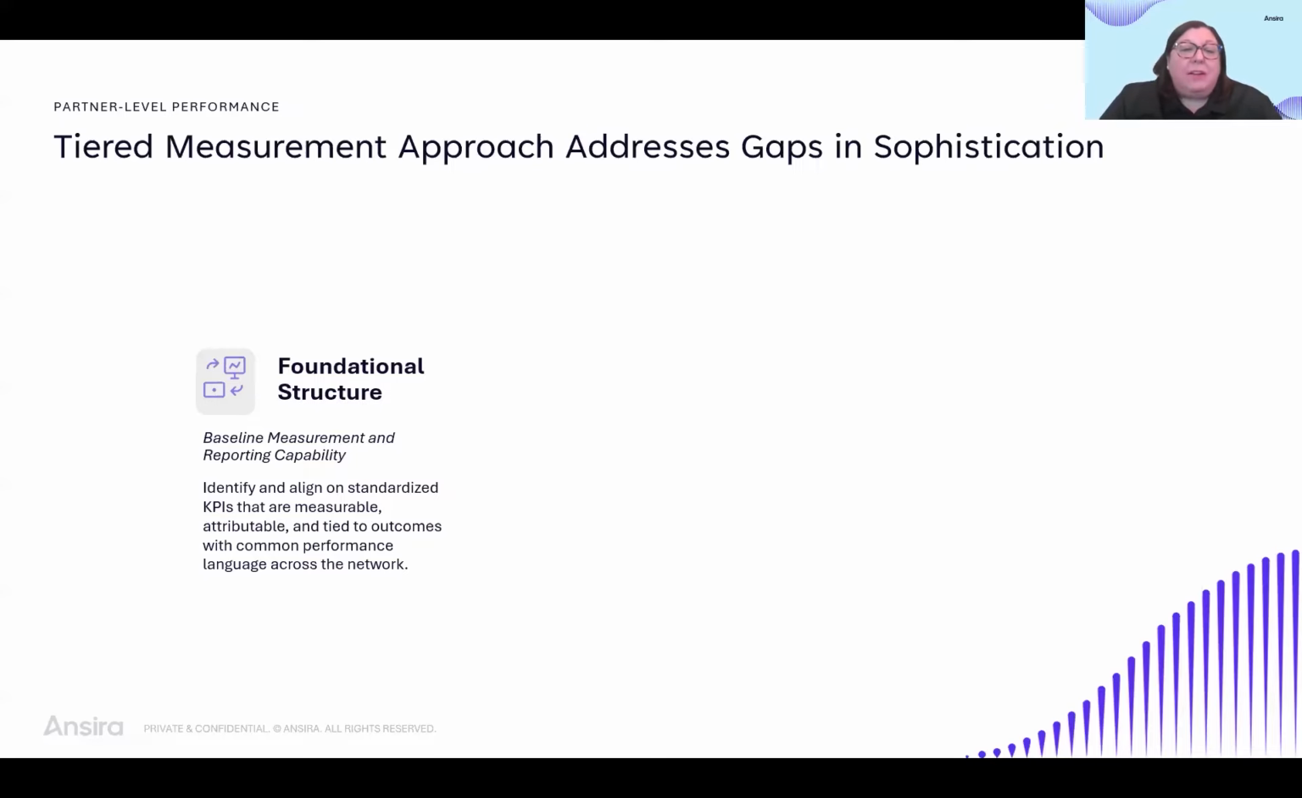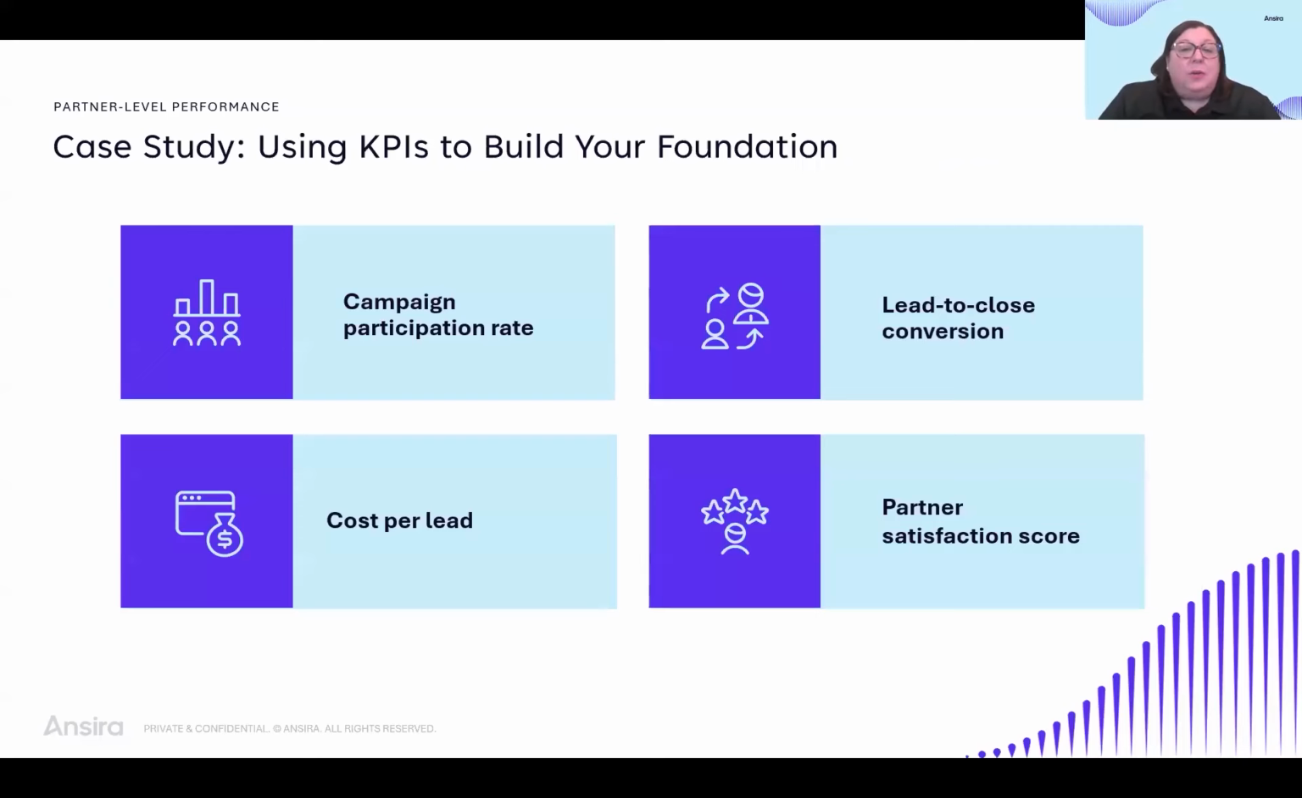So, we had a financial services client who used just a really simple set of KPIs. Their measurement was really concise, with 4 metrics. The first thing they did is monitor their campaign participation rate. What this did is allow them to understand who was opting in, who was executing the programs, and how consistently they were doing that as well.